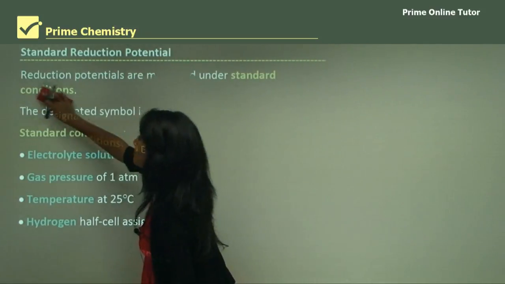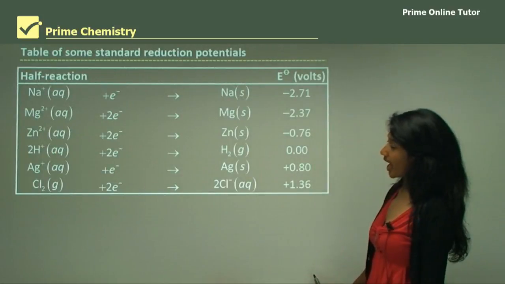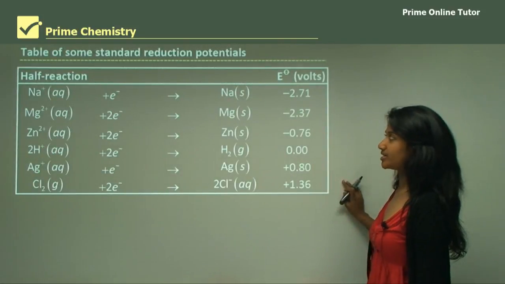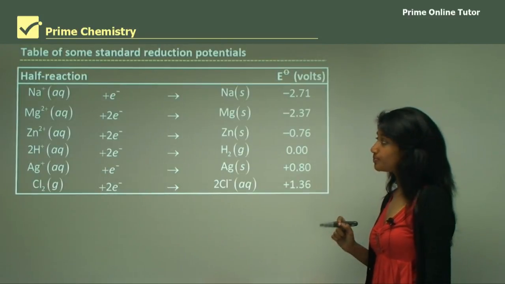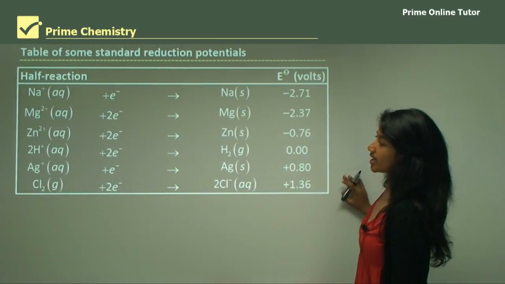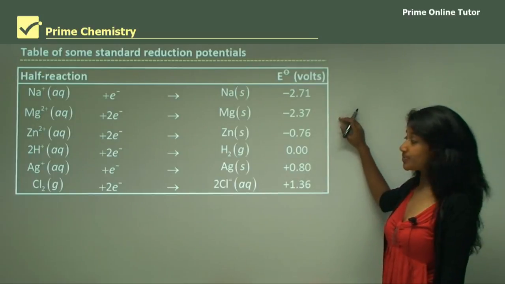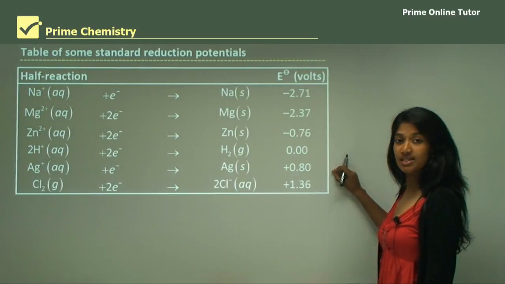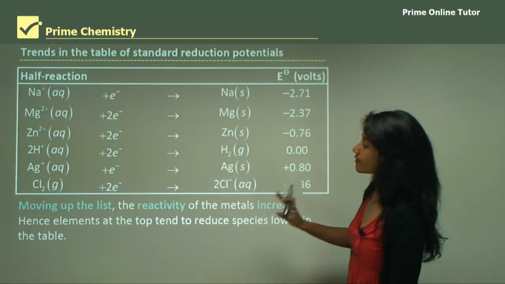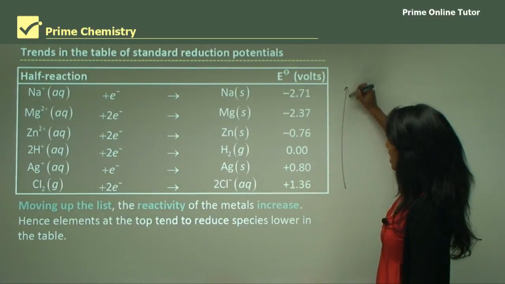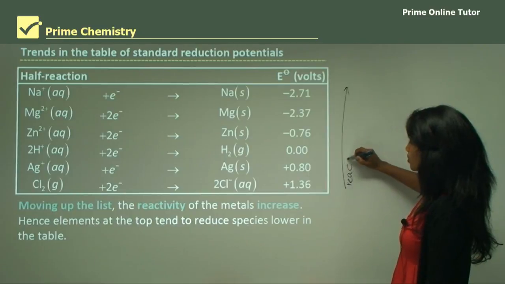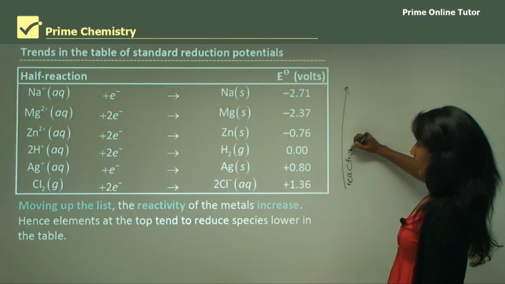Now moving on, we have the table of some standard reduction potentials. You would have the full table in the back of your periodic table, and we're just looking at some here. We have sodium, magnesium, zinc, hydrogen, silver and chlorine. So if you move up the list, the reactivity of the metals increases. So the reactivity increases as we move up the list.